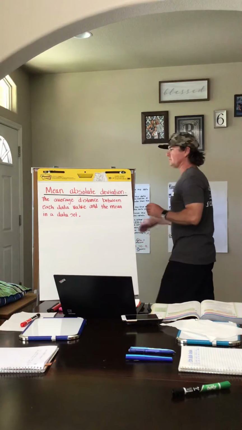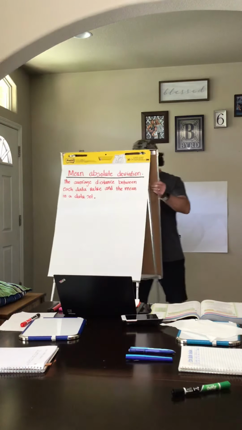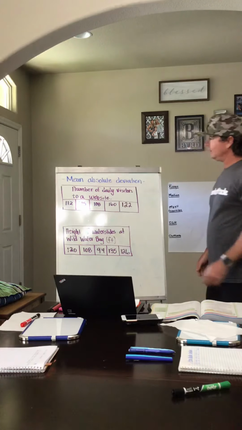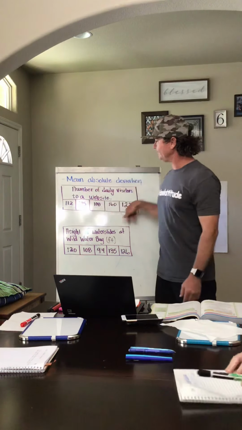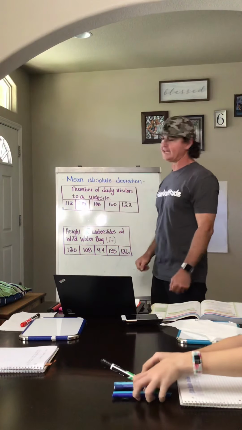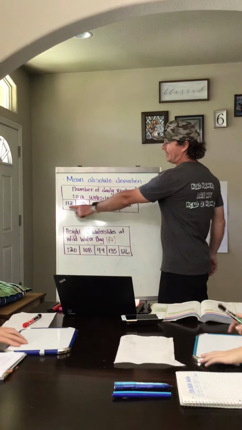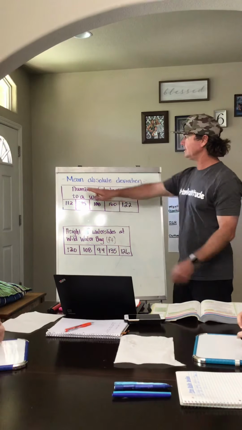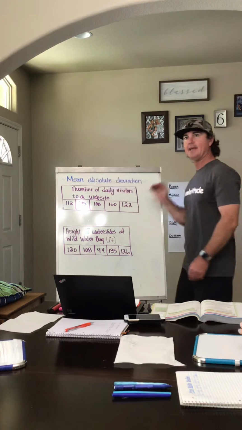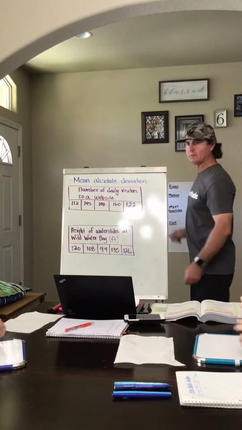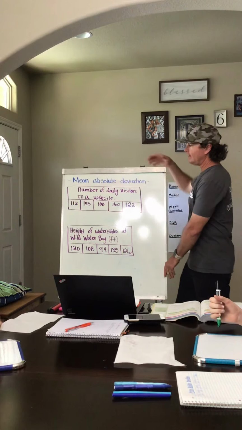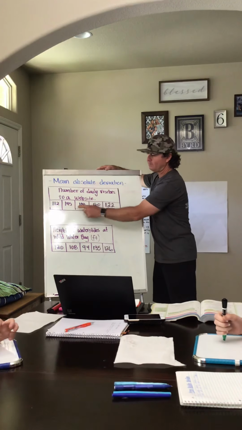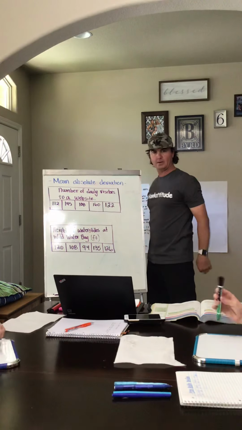All right, so let's turn this around. The best way to do it is just start looking at a problem and see if we can work it out. All right, on your whiteboards, we have a problem here. It says the number of daily visitors to a website. The first thing we have to do in mean absolute deviation is find the mean. We've got to find the average. So we want to find the average here of these 5 numbers: 112, 145, 108, 160, and 122.